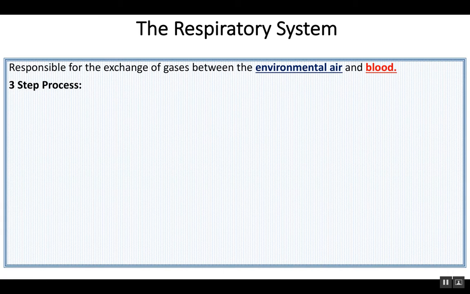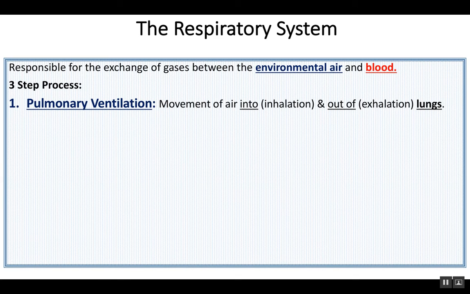But let's look at the primary function of our respiratory system. And this has to do with the exchange of gases between the environmental air and eventually our bloodstream. Then our cardiovascular system will transport these gases. Gas exchange occurs in three primary steps. The first step is the process of breathing, known as pulmonary ventilation.